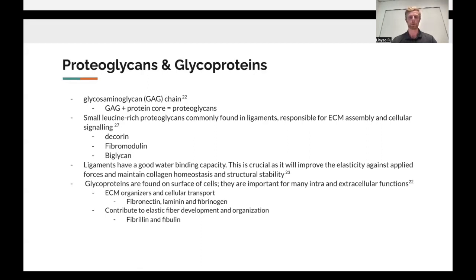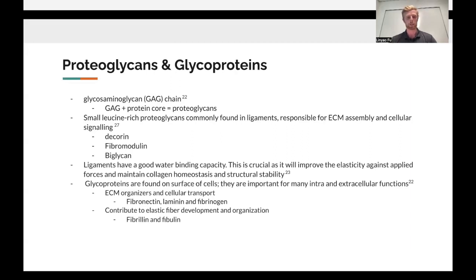As for proteoglycans and glycoproteins, there are many proteoglycans within a ligament. They each have their own specific functions. Some that are commonly found in ligaments are the ones listed: decorin, fibromodulin, as well as biglycan. These proteoglycans are primarily responsible for extracellular matrix assembly as well as cellular signaling. Proteoglycans are very polar molecules, and so they're very hydrophilic, and have great water binding capacity. This is what helps with the ligament's elasticity and viscoelasticity, to help dampen forces that are applied to it.